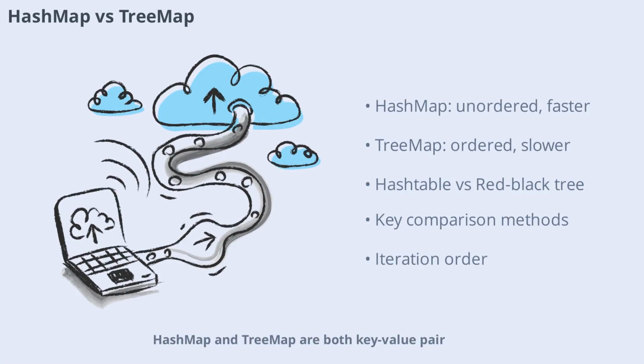HashMap and TreeMap are both key-value pair collections but differ in implementation and behavior. HashMap uses a hash table and does not maintain order, making it faster for retrieval. TreeMap uses a red-black tree, maintains natural ordering based on keys, and is slower due to tree traversal. HashMap uses equals for key comparison, while TreeMap uses compareTo.